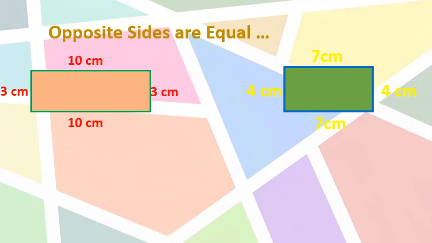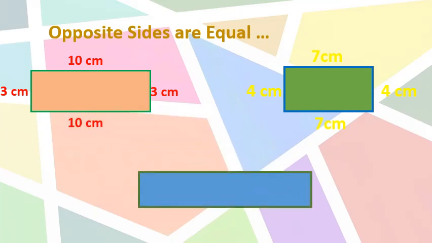The third example. This is a rectangle. The first length is 13 centimeters. The opposite length is also 13 centimeters. Now the width is 2 centimeters. The opposite width is also 2 centimeters.